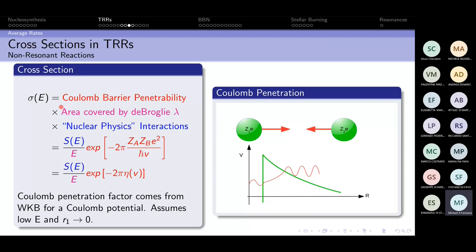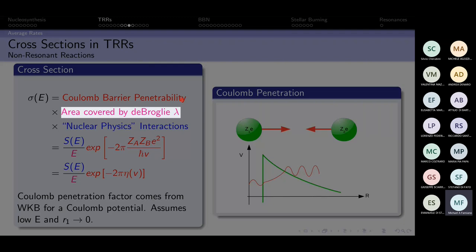This second term here, you can sort of think of as the quantum mechanical size of a nucleus. In quantum mechanics, we don't deal with a ruler and a measurement, a tape measurement. We deal with wavelengths because everything is a wave function in quantum mechanics. And then this last term here, this term S, we call that the astrophysical S factor. That's just where all the nuclear physics is.